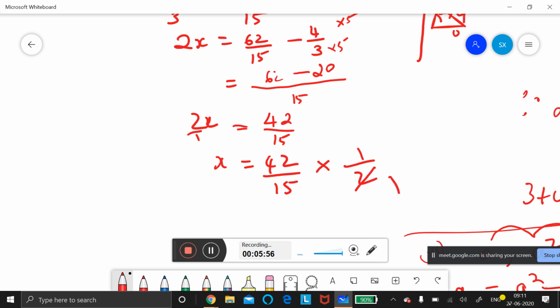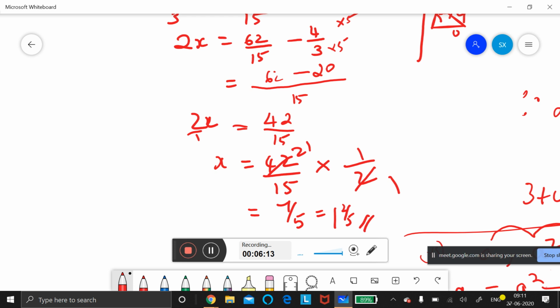So 2 ones are 2, 2 threes are 21 by 15. In the 3 table, again you can cancel. So you get 7 by 5. That's the answer. In mixed fraction, you will get 1 2 by 5. So this is the solution of x.